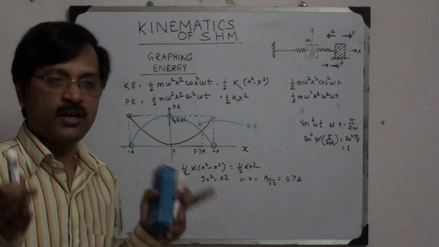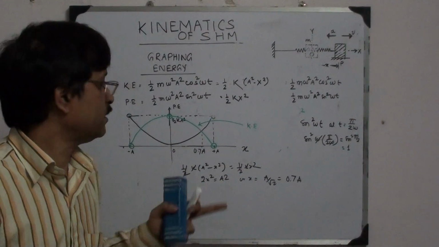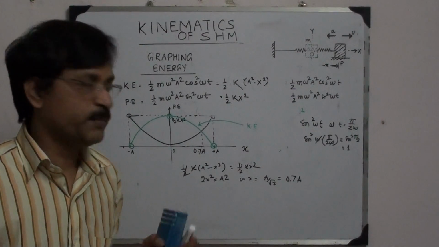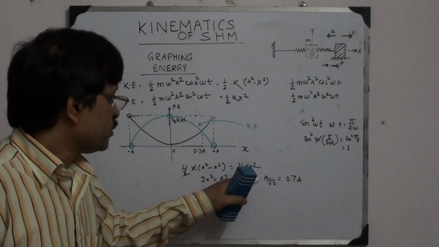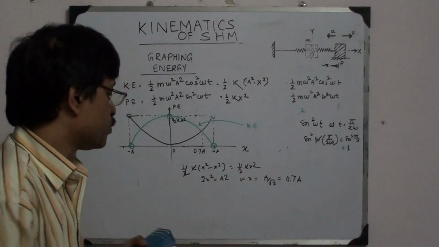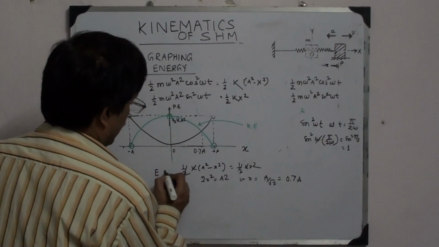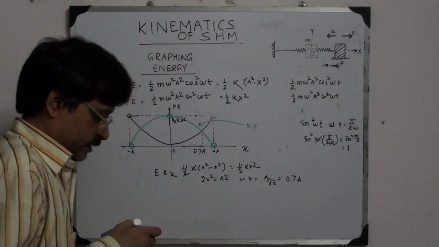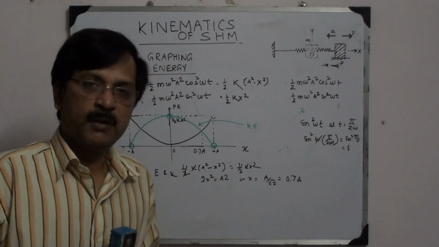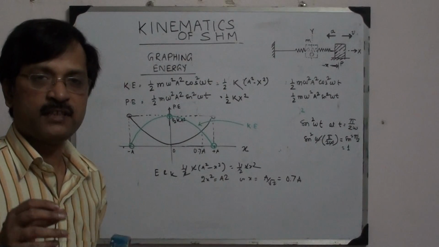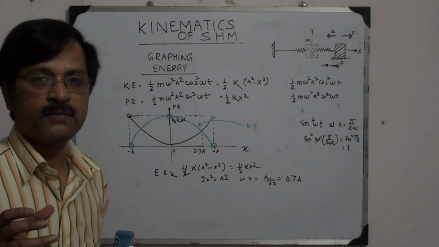Both of them are not equal at the midway, that is at A by 2. The reason behind that is there is a square relationship between these two quantities. PE and KE are in a double exponential relation to that of displacement.